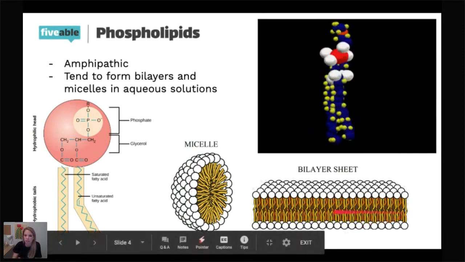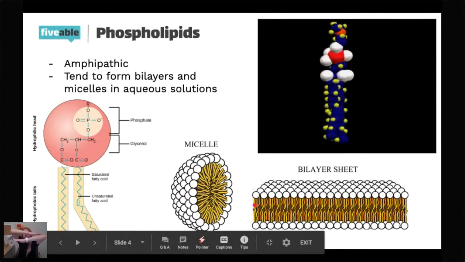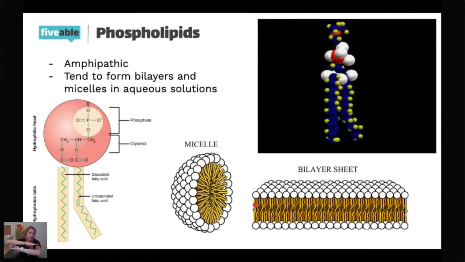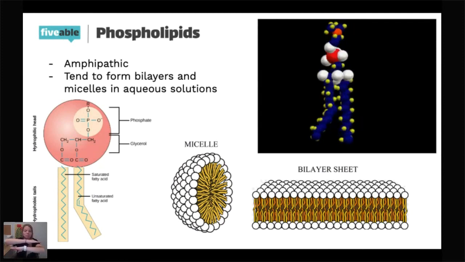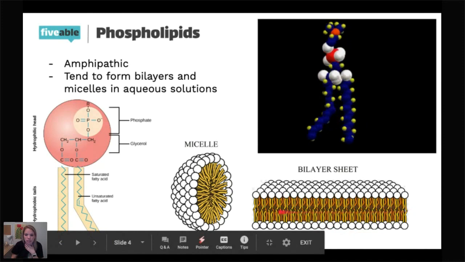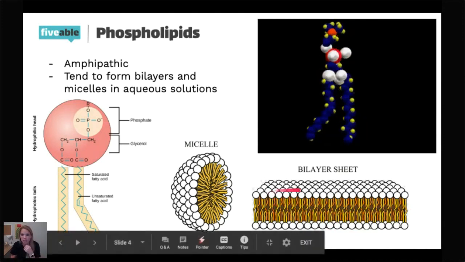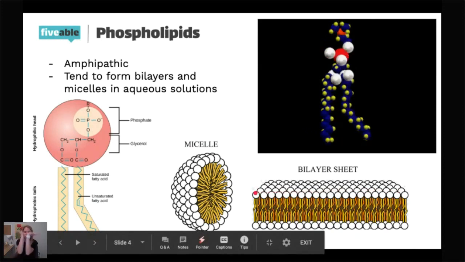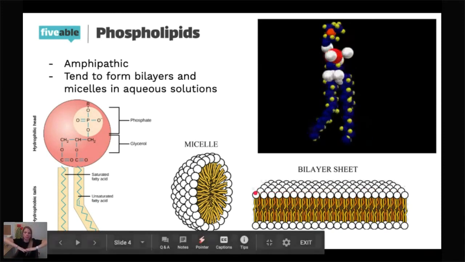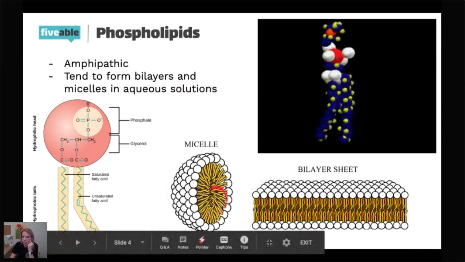But then the version that we actually use in our cells is this double layer. And so here the tails are still touching, but it forms these layers, like a double layered cake, because that sounds delicious right now. And so you've still got your tails on the inside, and they're protected from that aqueous solution. It can't touch it because the polar heads are buffering all that polarity. And so everyone's happy.